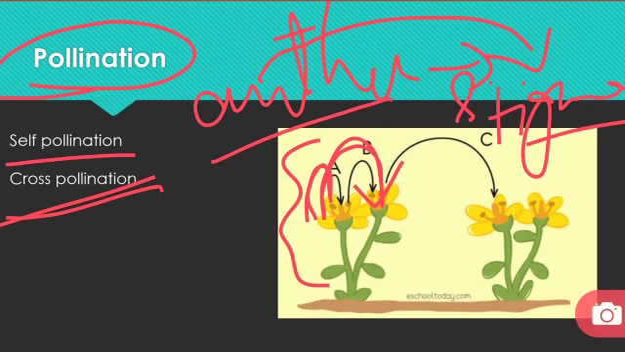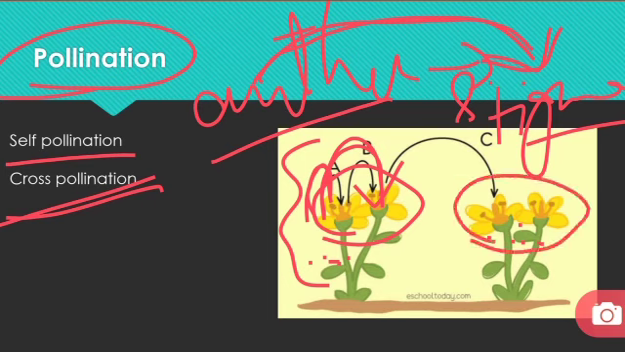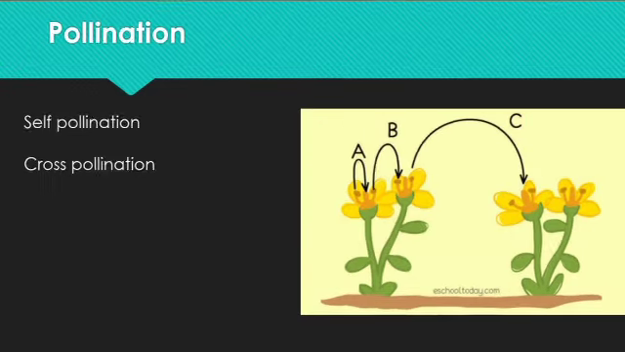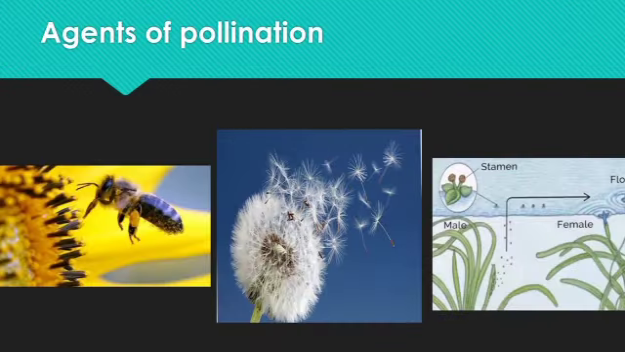Cross-pollination is the movement of pollen from anther to the stigma of two different flowers of two different plants but of same species. Same species, suppose this is the rose plant, so this should also be the rose plant. If this is the marigold plant, then the pollination won't occur. Okay, so this is about your self-pollination and cross-pollination.